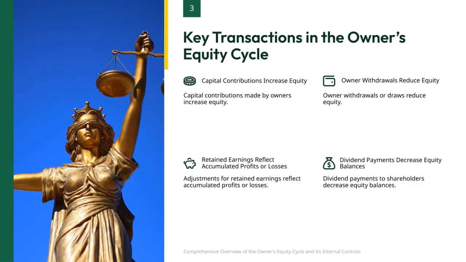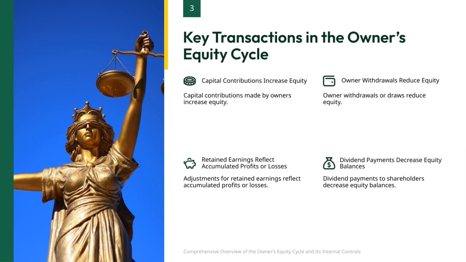Let's talk about the key transactions in the owner's equity cycle. First, capital contributions made by owners lead to an increase in equity. This means when owners invest more money or assets into the business, the overall equity grows. On the other hand, when owners take money out through withdrawals or draws, it reduces the equity, essentially decreasing the ownership stake in the business.